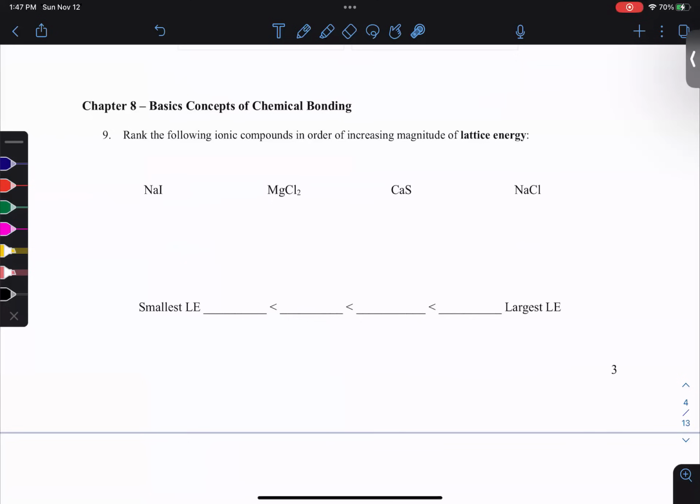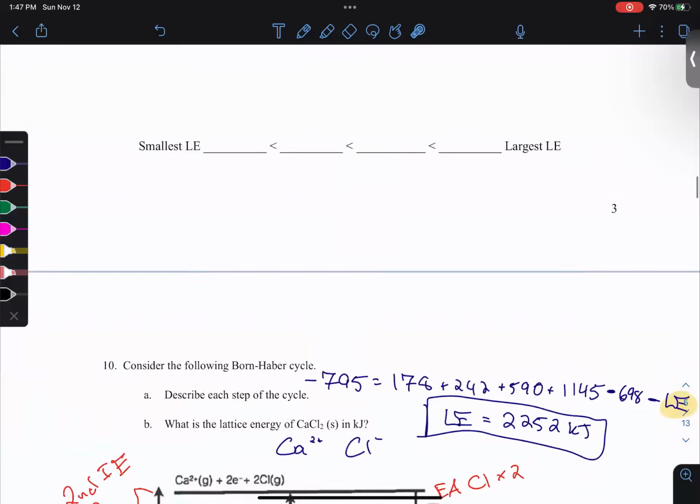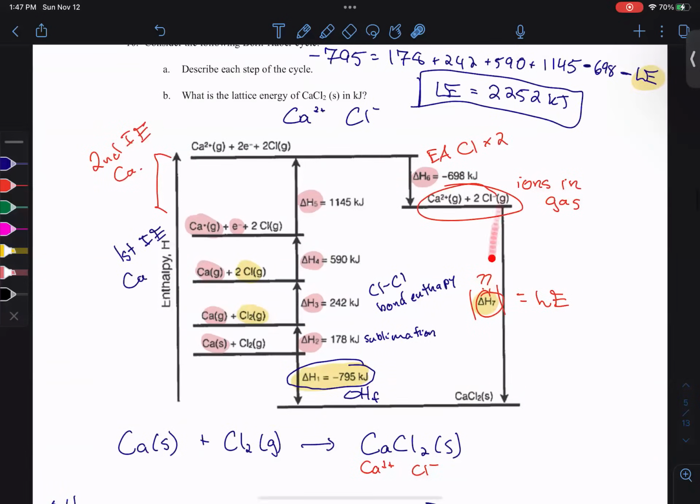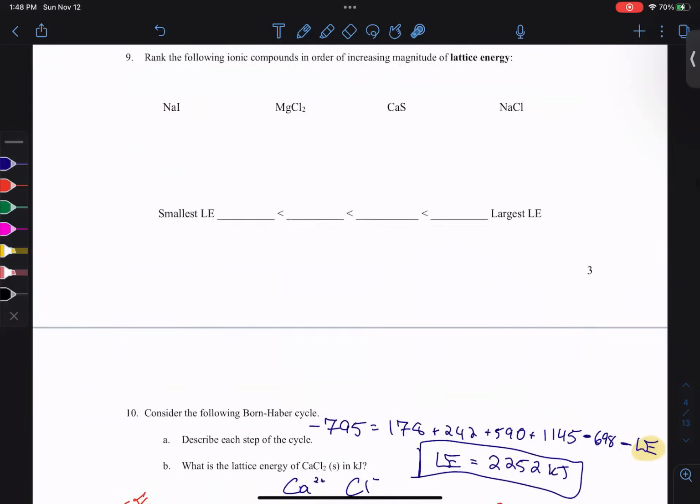So the other way we can ask about lattice energy is in a qualitative way. In this question, we're just asking you to order the magnitudes of lattice energies for these different compounds. Remember, lattice energy is the height of this step. We can predict qualitatively the magnitudes of lattice energy based upon the charges of the ionic compound that we're working with and the size of those ions.